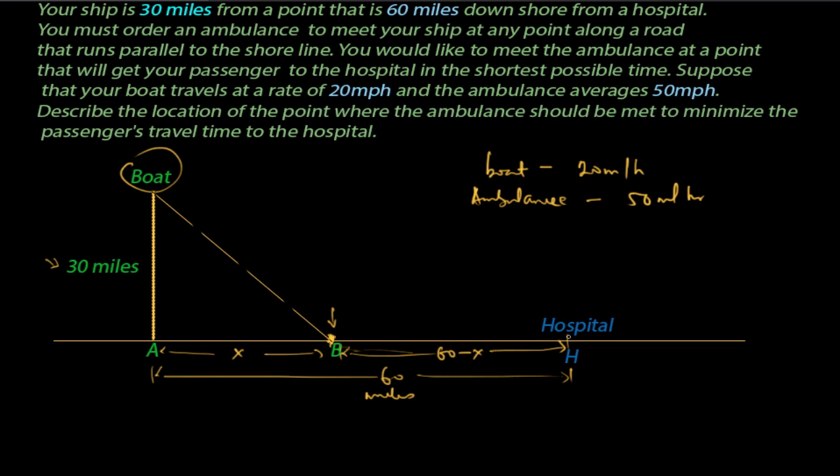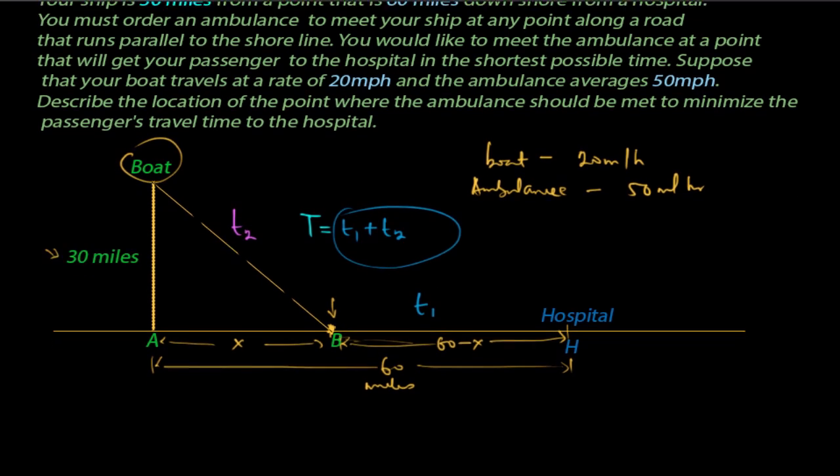So let's assume the time taken for the driver at the hospital to reach this point, let's call that time T1. While the time taken for the driver at the boat to reach this point here, let's call that T2. So that implies that the total time taken for the passenger to move from the boat straight down to the hospital is going to be T, which is equal to T1 plus T2. So this is the total time taken. Now we are told to minimize the time.